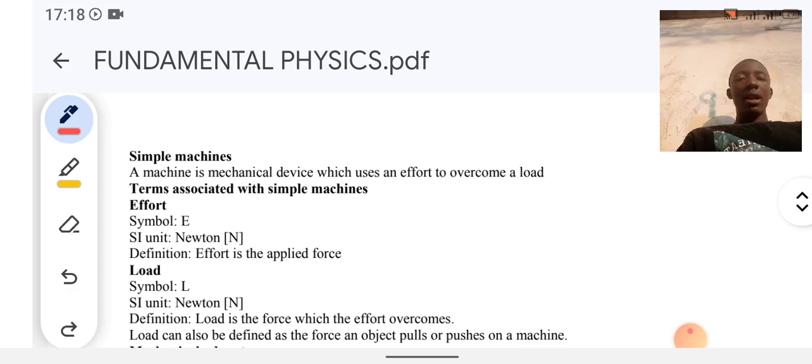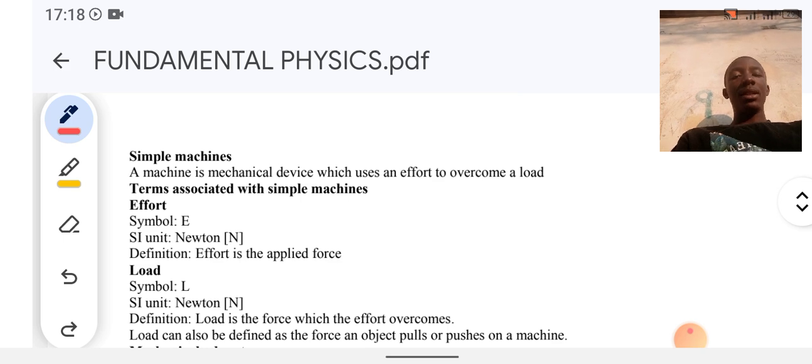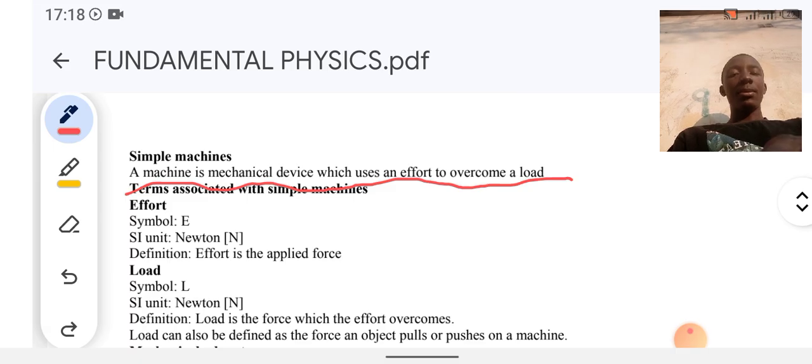A machine is a mechanical device which uses an effort to overcome a load. So that is what a machine is. A machine is simply a mechanical device that uses an effort to overcome a load. We need to know the terms associated with simple machines.